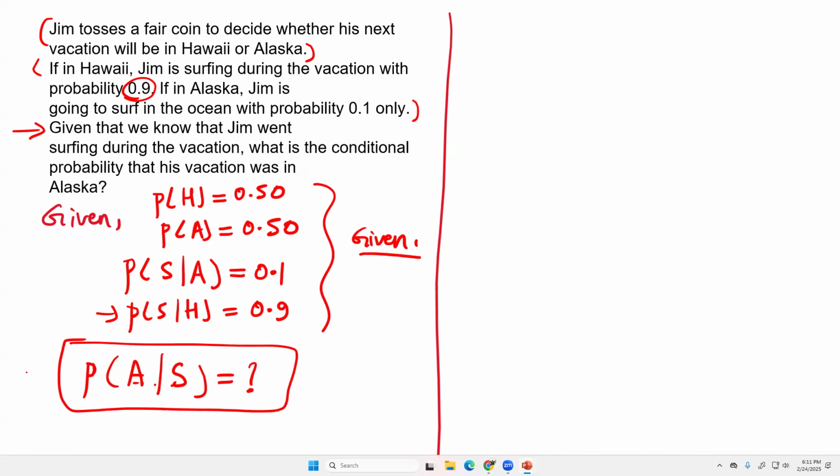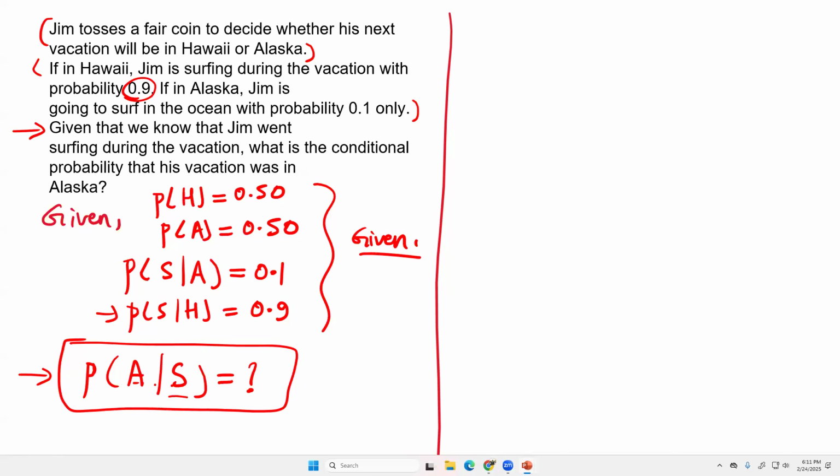This is like me telling you that I don't know where Jim went, but he definitely surfed. What would be the chance he went to Alaska? Given that the only information we know is that he surfed, we have to find out the probability of him going to Alaska and the probability of him going to Hawaii.